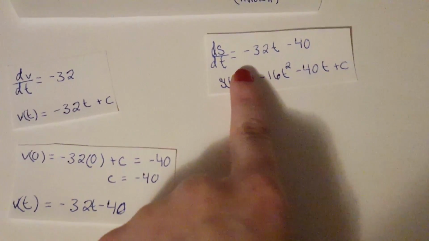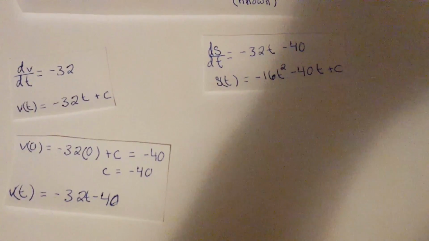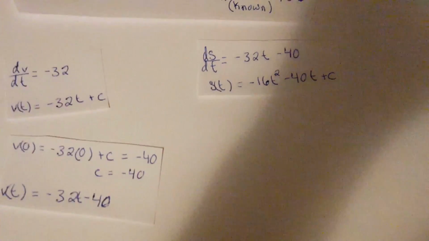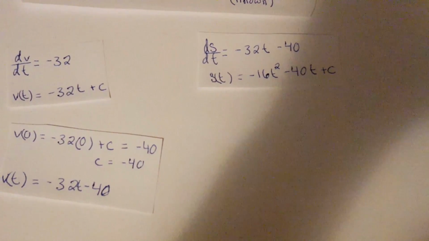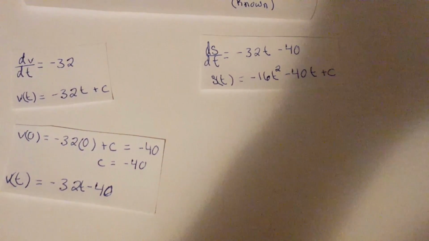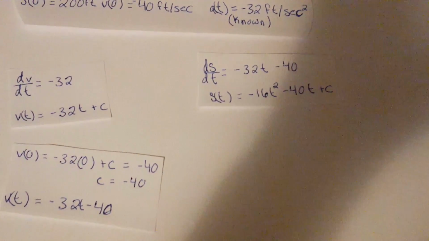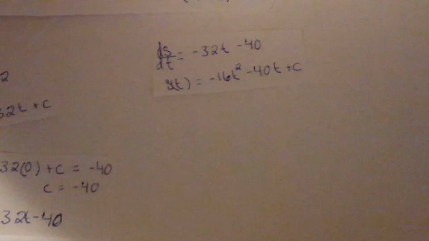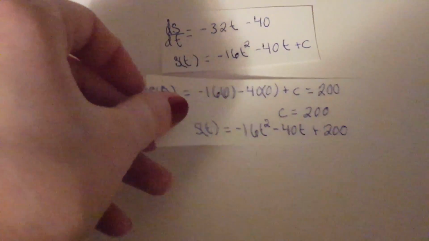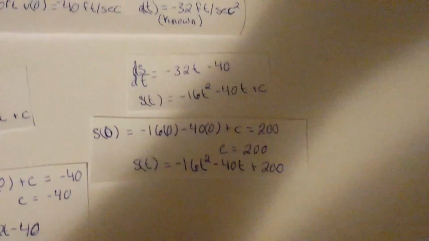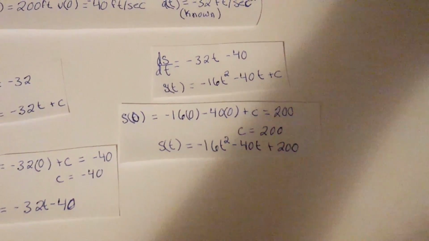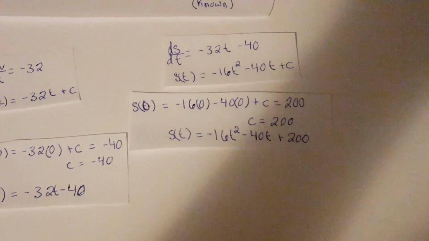So ds/dt equals negative 32t minus 40. Then we integrate that, which gives us s of t equals negative 16t squared minus 40t plus c. And then in order to find that c, we plug in the initial condition for s of 0, which gives us s of t equals negative 16t squared minus 40t plus 200.